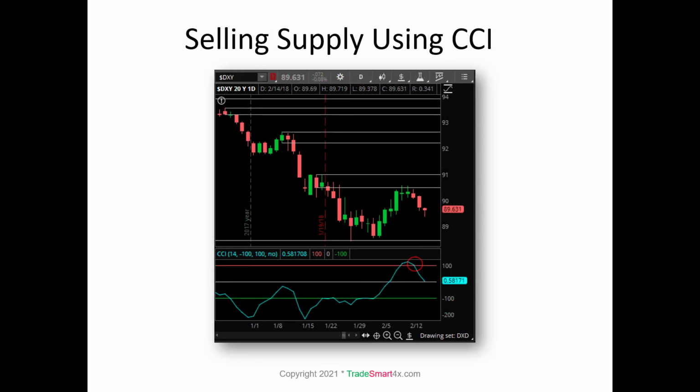Here's another example of how to sell supply using the CCI. So you identify a supply zone here. Market dropped from this level, hit demand, and went back up. Look what happens to the CCI over here. It goes from above 100 to below 100, triggering a move to the downside.